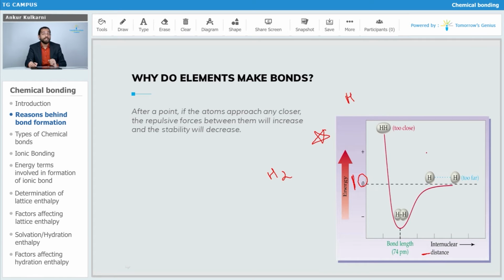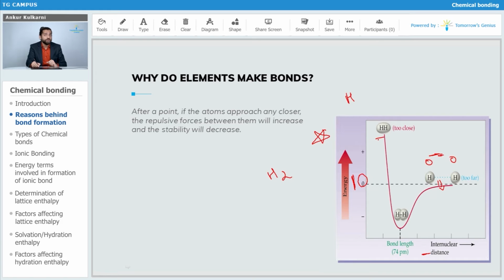So here on the extreme right side, you can see two hydrogen atoms are placed far away from each other, correct? Hence, when they are far away from each other, that means the energy is a little bit more, correct? And the intermolecular distance is also high, correct?